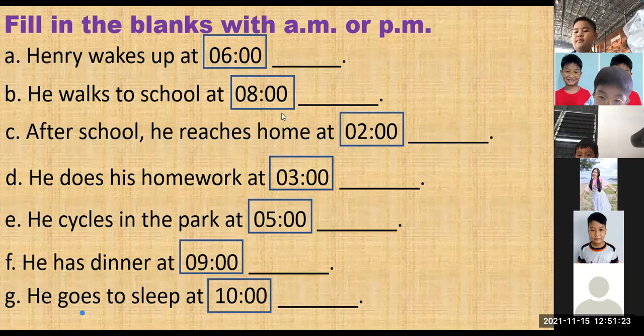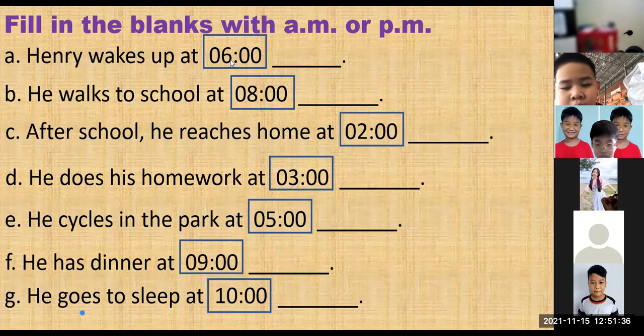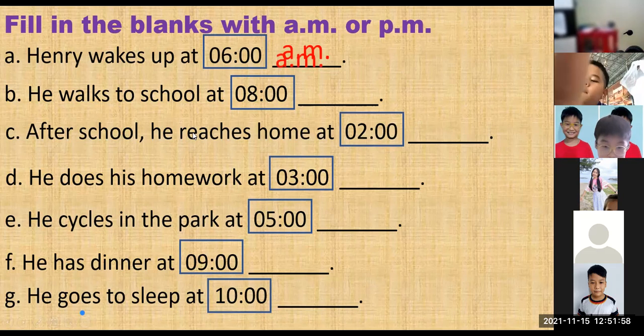Okay, now everybody, let us read all together. Are you ready? Okay. Letter A, ready, go. Henry wakes up at 6 a.m. Okay, the correct answer here is AM. Very good. Letter B, he walks to school at 8 a.m.